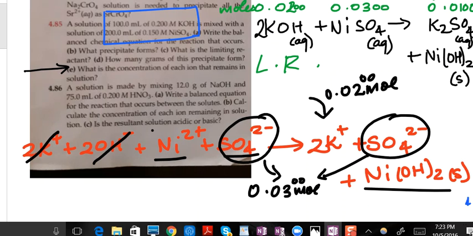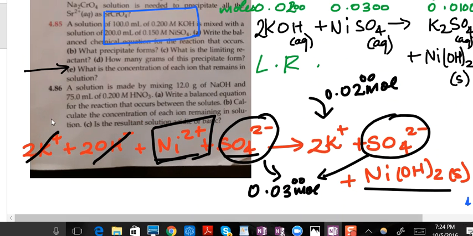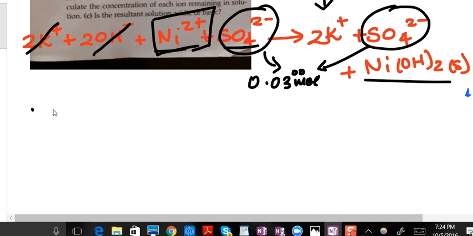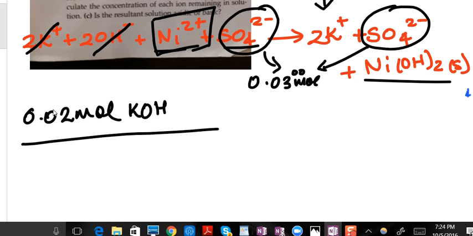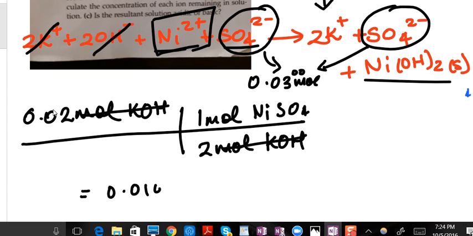Now, the nickel concentration, however, right here, that we do not know. We're going to have to find out how much of the nickel sulfate was unreacted. Okay, let's find out. KOH is your limiting reagent, and we start with 0.02 molar. So let's do that. 0.02 molar KOH, and it was a 1:2 ratio, so we had 1 mole nickel sulfate to 2 moles KOH, and that's how you do your unit conversion with molar ratios. KOH cancelled, which means the amount of nickel sulfate that reacted with KOH was 0.0100 moles.